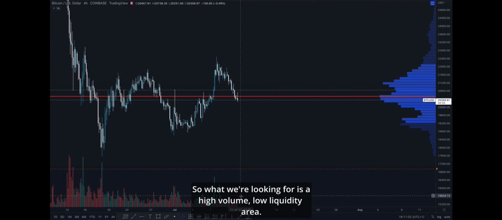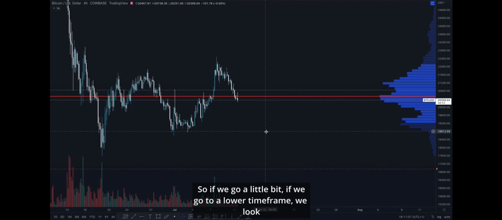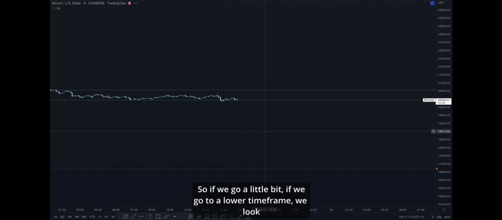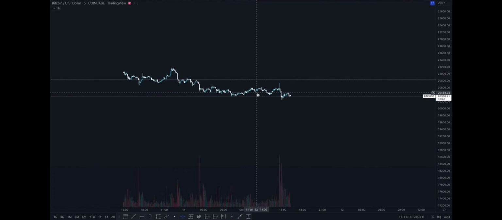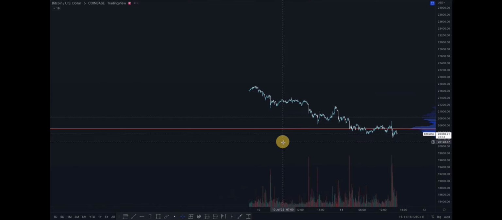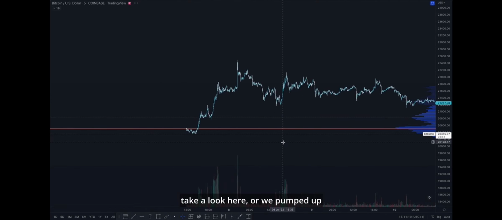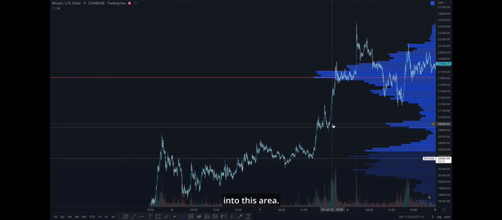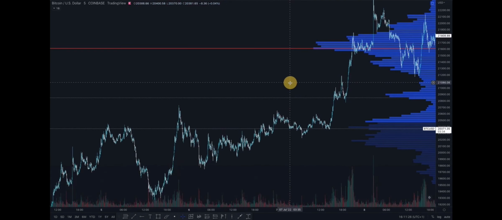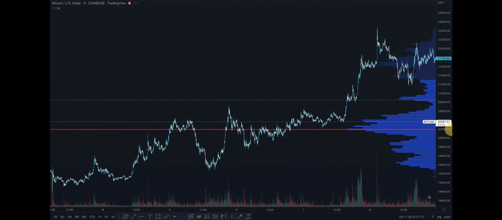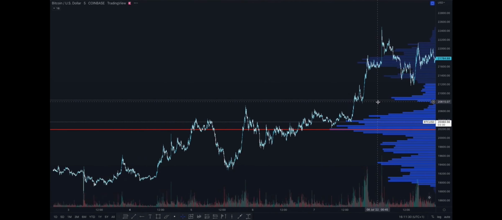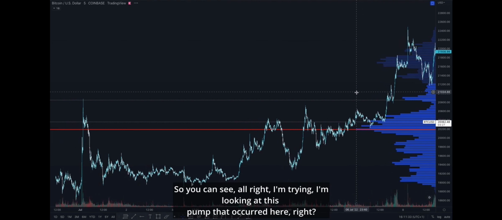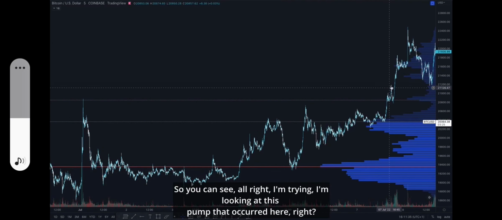So what we're looking for is a high volume, low liquidity area. All right, if we go to a lower time frame, we can look at this pump from a few days ago. Take a look here, where we pumped up into this area. So you can see, I'm looking at this pump that occurred here.